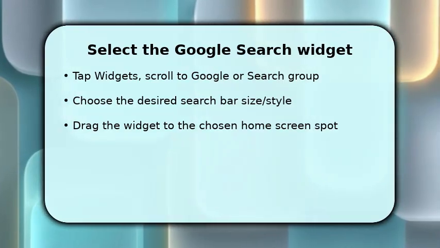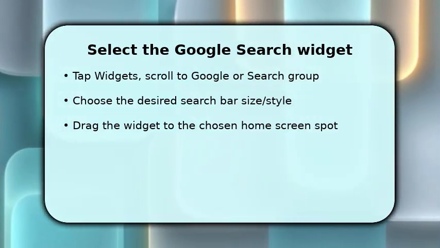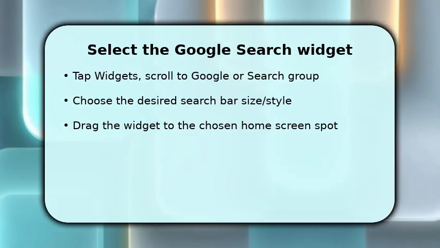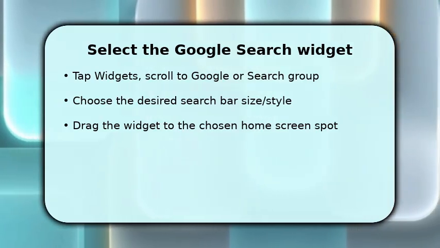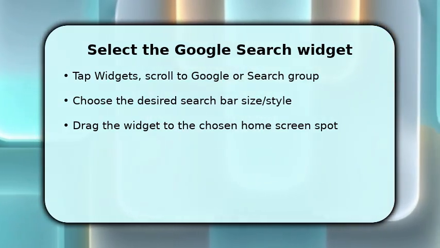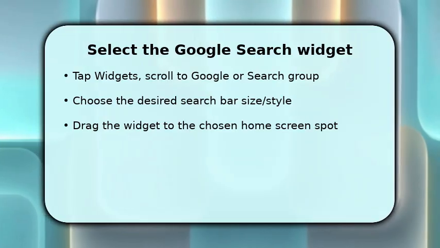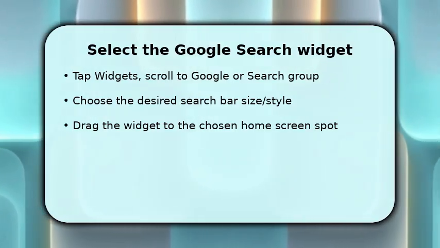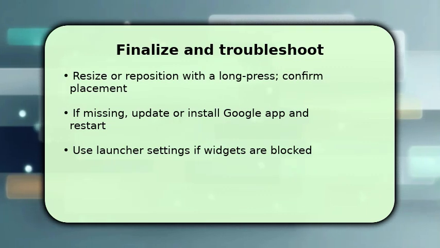Drag the chosen widget onto the home screen and release. The launcher will snap it into grid slots. Once placed, you can adjust by long pressing and moving, so make sure it aligns with other icons and doesn't overlap essential shortcuts. To finish, long press the placed widget to resize or reposition so it looks tidy.